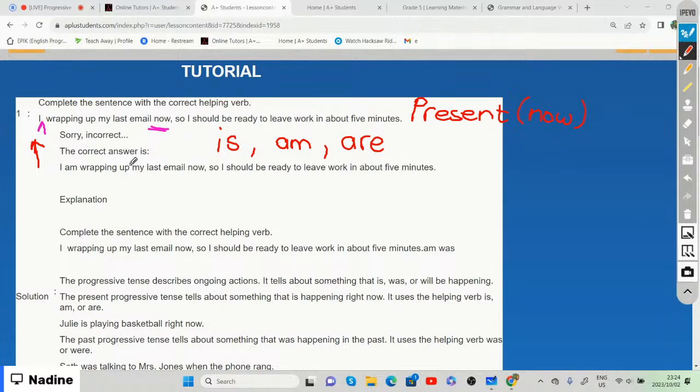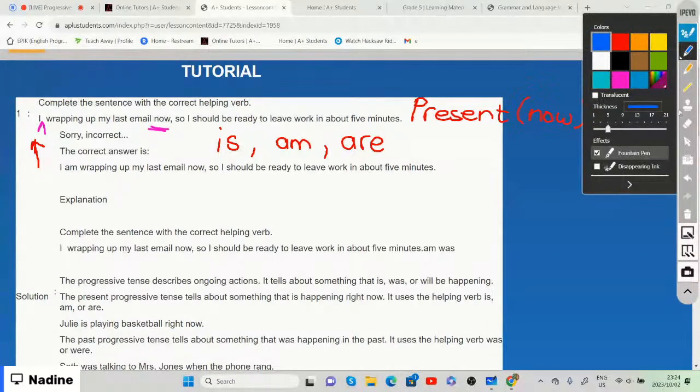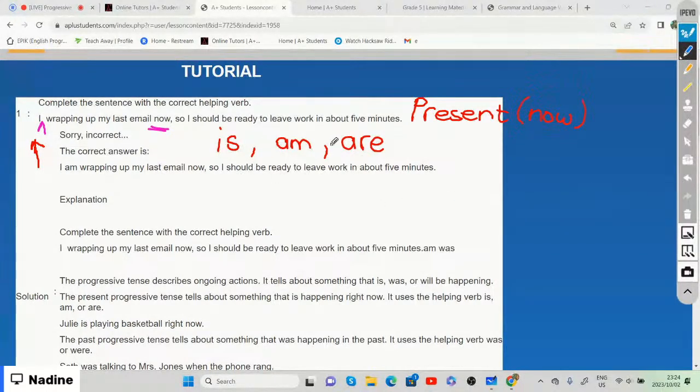So we choose the correct helping verb. All right, so if we are going to choose the correct helping verb from these three to complete our sentence, then we can say I am. So I'm going to circle the word am.